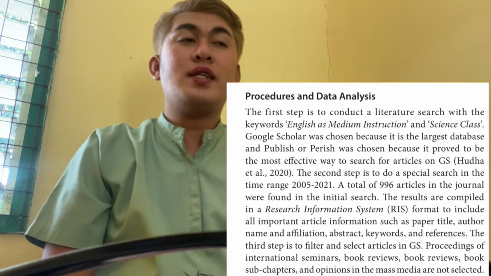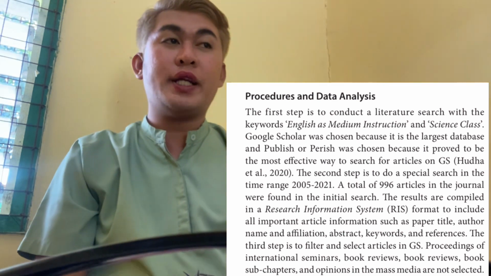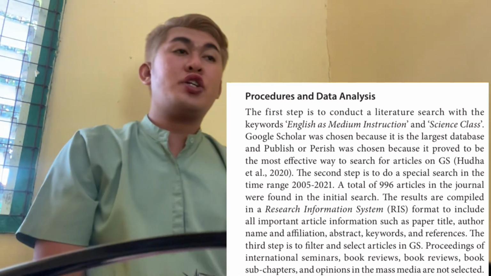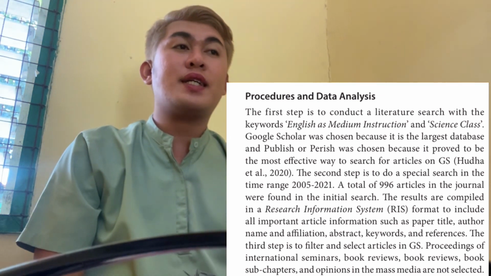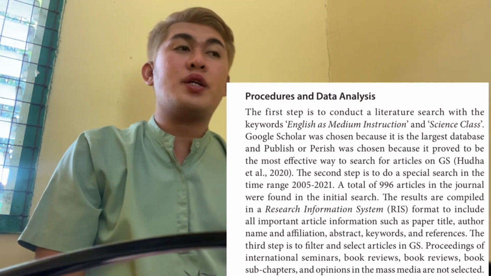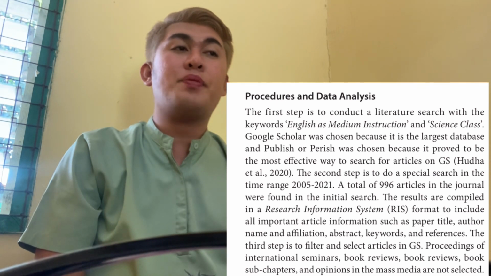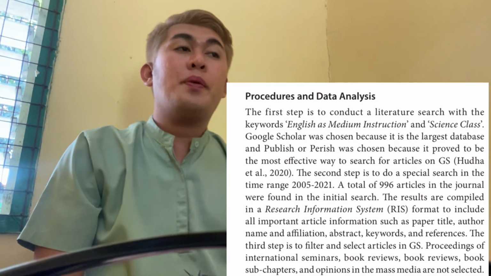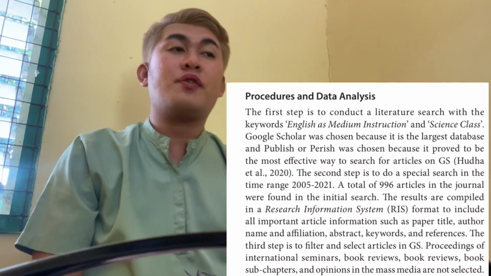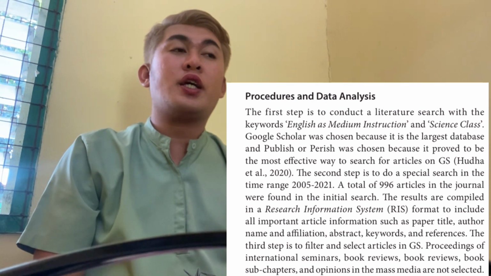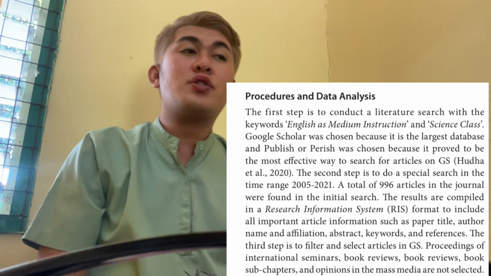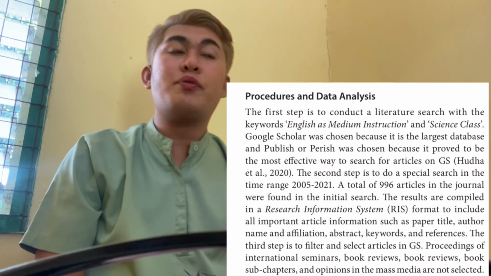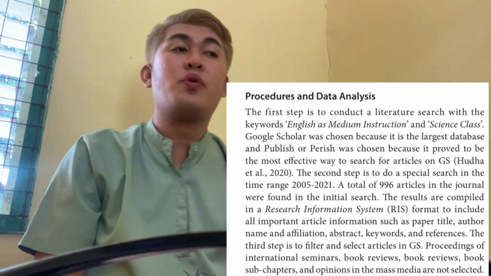Procedures and data analysis. The first step is to conduct a literature search with the keywords English as medium instruction in science class. Google Scholar was chosen because it is the largest database, and Publish or Perish was chosen because it proved to be the most effective way to search for articles on GS, Huda et al., 2020. The second step is to do a special search in the time range 2005 to 2021.